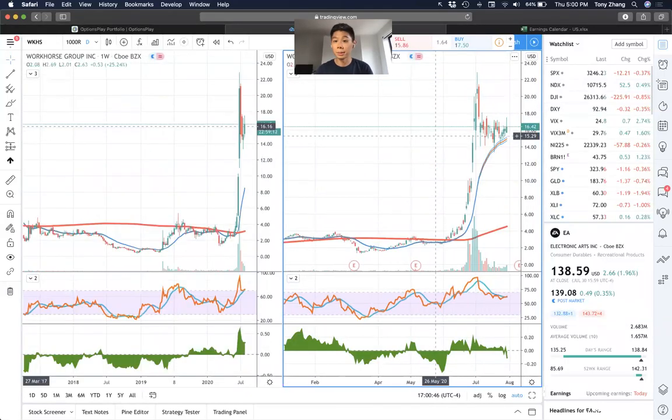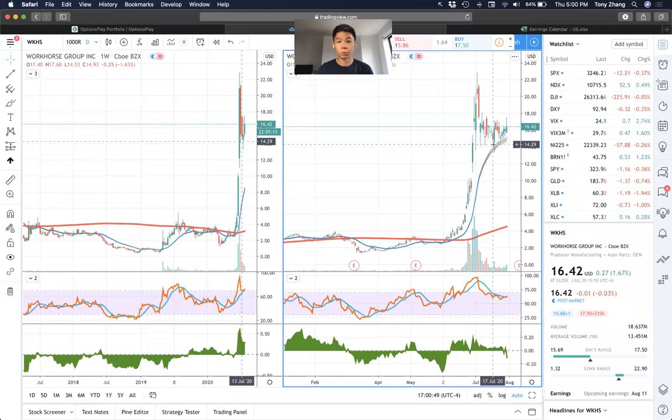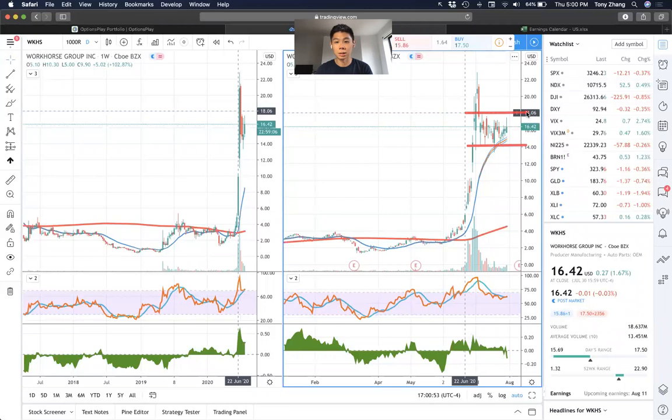WKHS, which I know nothing about, Workhorse Group. So unfortunately, I know nothing about the stock. I don't even know what sector it's in, but I can tell you that it's kind of consolidating here. I would wait for a breakout one way or another. I just don't know anything about the stock.